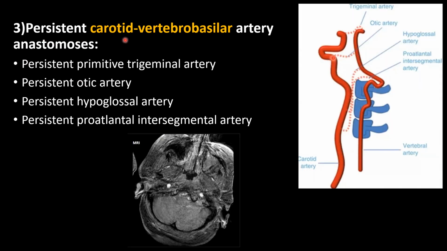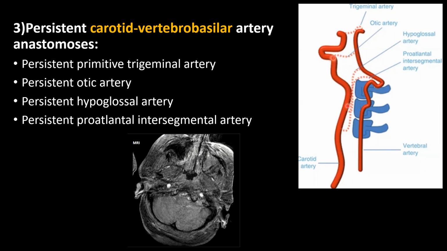Then the persistent carotid vertebro-basilar artery anastomosis. These include the persistent primitive trigeminal artery, which arises from the junction between the petrous and cavernous ICA and runs posterolaterally along the trigeminal nerve. Then comes a persistent otic artery, which arises from the C2 or petrous segment of the ICA within the carotid canal and emerges posteriorly and joins the basilar artery.